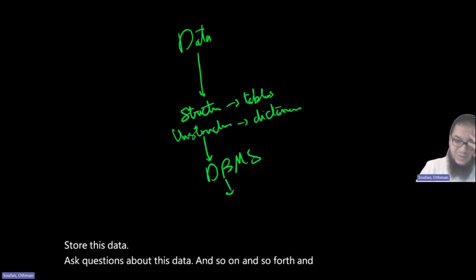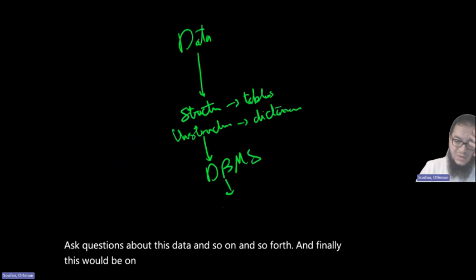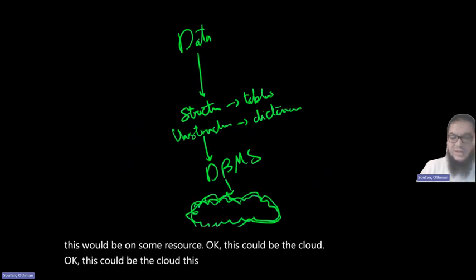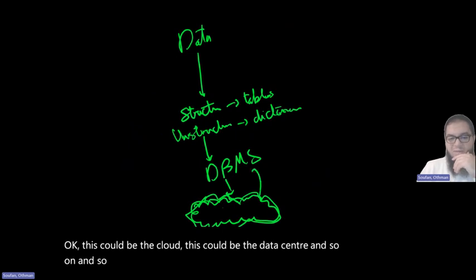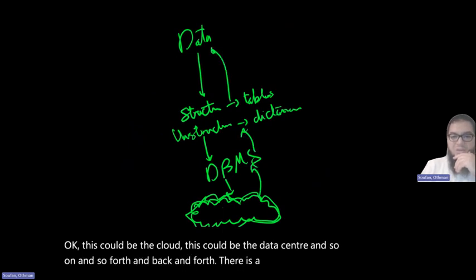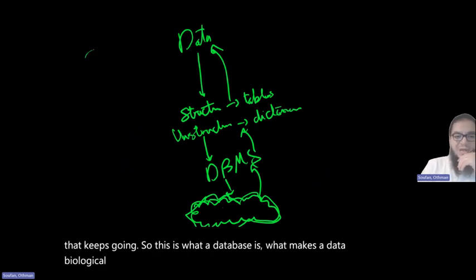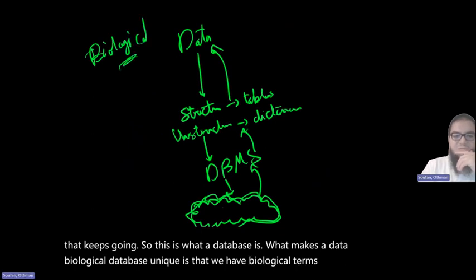And finally, this would be on some resource. This could be the cloud. This could be the data center. And back and forth, there is a communication that keeps going. So this is what a database is. What makes a biological database unique is that we have biological terms.